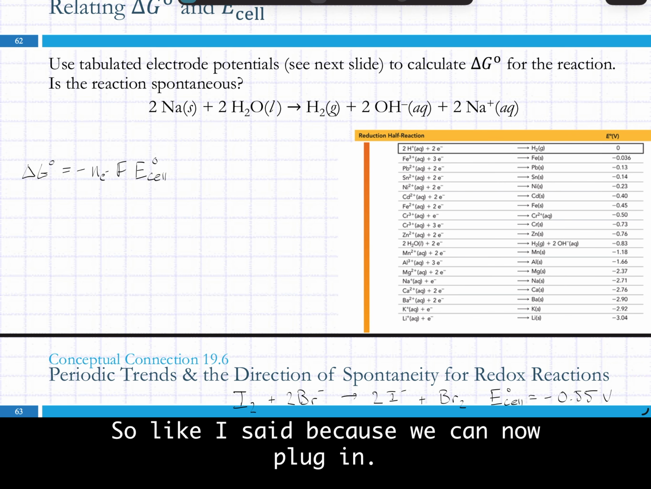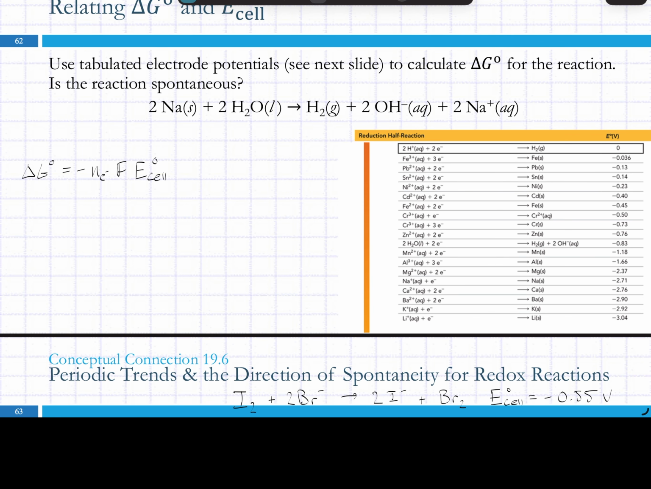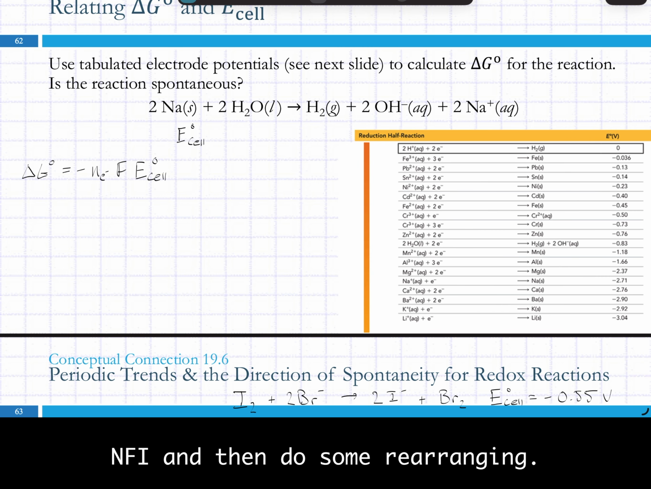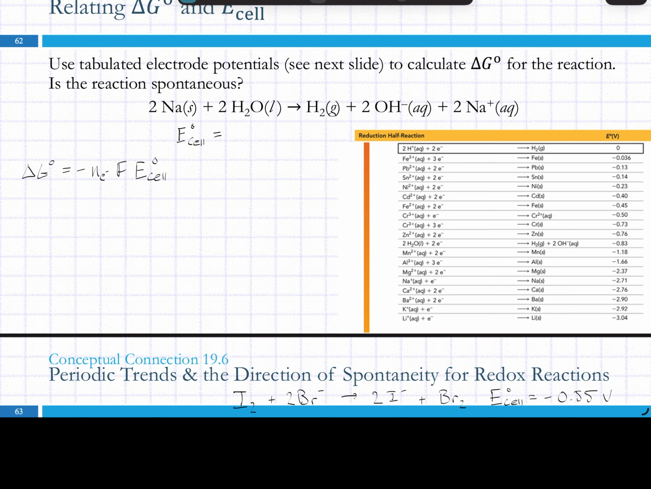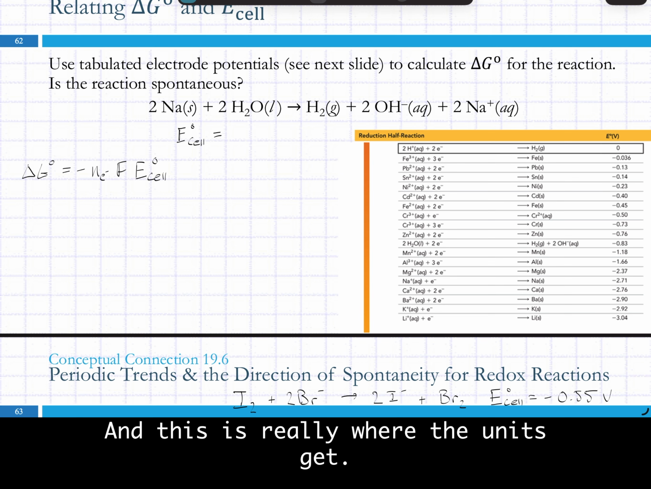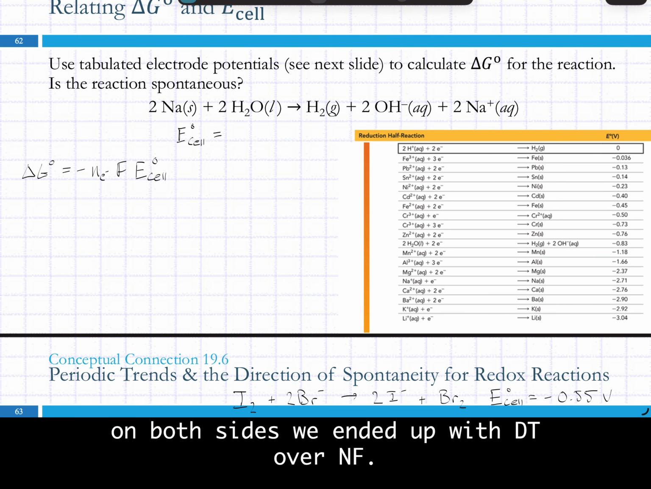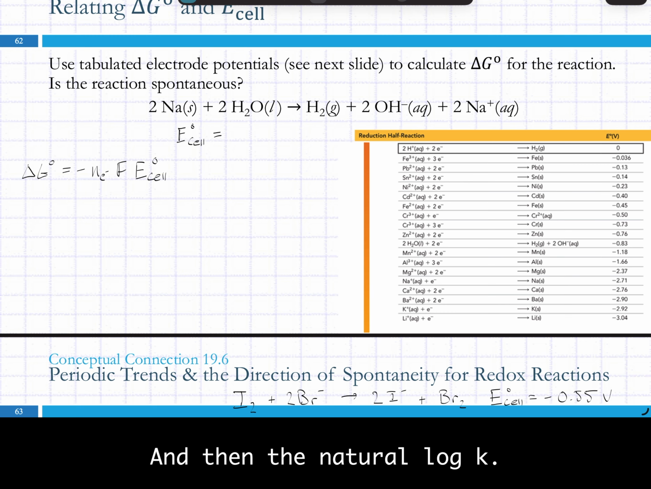All right, so like I said, because we can now plug in negative NFE for delta G, that means that we can take delta G equals negative RT ln K. We can plug in that negative NFE and then do some rearranging. And this is really where the units get a little bit crazy. Because we got negatives on both sides, we ended up with RT over NF and then the natural log of K.